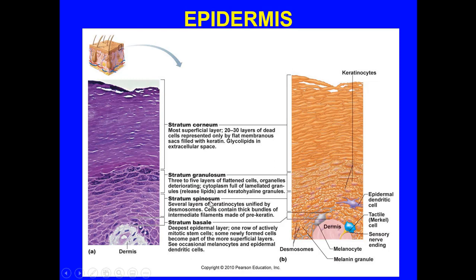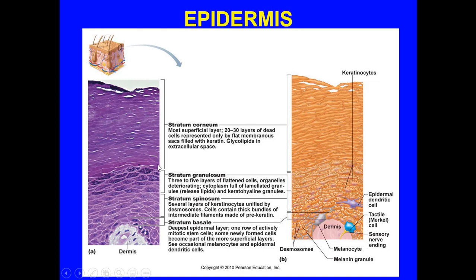The next layer is stratum spinosum, several layers of keratinocytes, but they're unified. They're held together by desmosomes. The cells contain thick bundles of intermediate filaments that are made of pre-keratin. Then we go up to the stratum granulosum, which is 3 to 5 layers thick. They're flattened. Cells have begun to deteriorate. The organelles are deteriorating. The cytoplasm is full of laminated granules that release lipids and keratohyalin granules. That's what we call it, a granulosum.